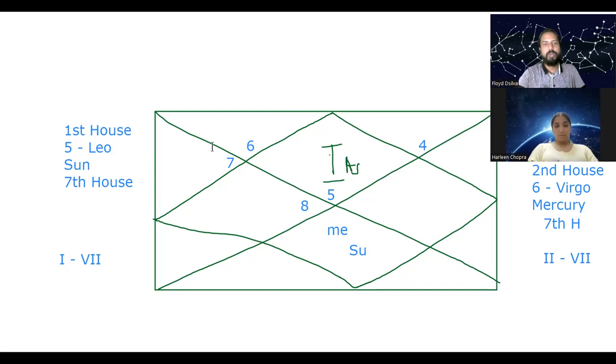Before we go on, I'll give you an interpretation of this, how to interpret it. And then we'll do just one more example. So first house ruler is sitting in 7th house. Give me one quality of first house. A self, a personality, ego.